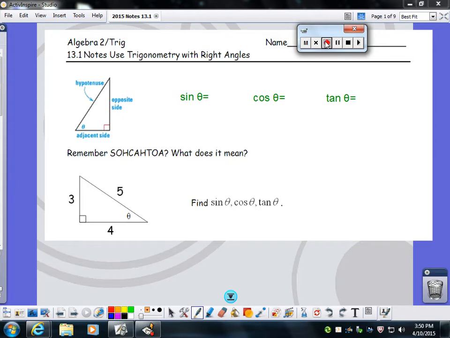So first of all, remember, what does the word SOHCAHTOA mean? Do you remember SOHCAHTOA? What does it mean? Hopefully you remember that it's a way of remembering the trig ratios.